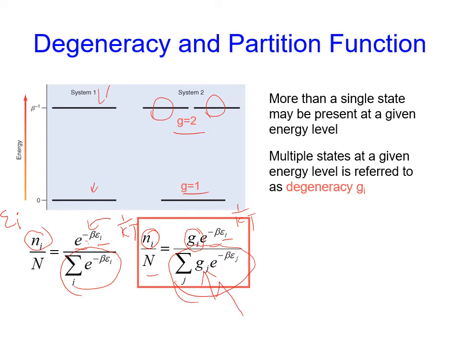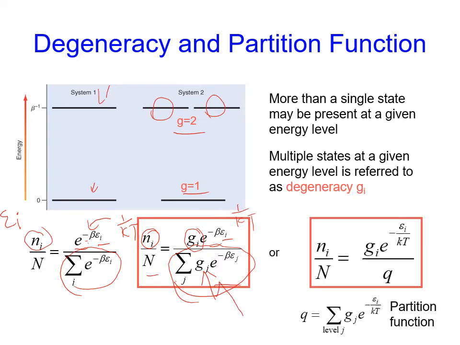Now this summation can be simplified using the symbol q, called the partition function. So this equation we can now write as Ni over N equals Gi. So i is arbitrary, that's the energy level we are interested in, and the number of molecules occupying this energy level equals the degeneracy of that energy level times e to the negative epsilon i, that's the energy of that energy level, over kT, divided by the partition function.